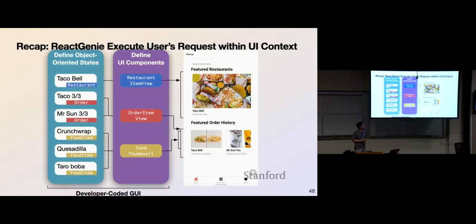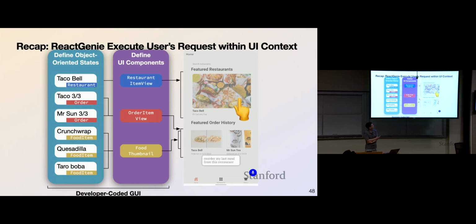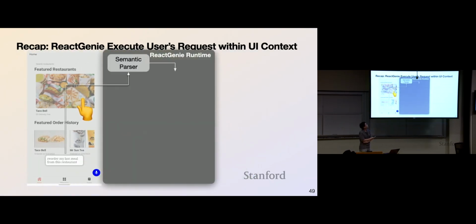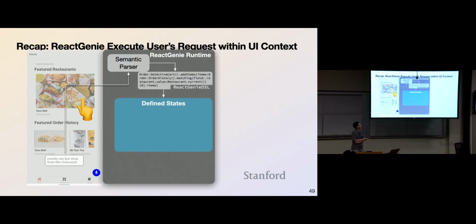And when the user says something like, reorder my last meal from this restaurant, and then clicks on a restaurant, we first parse it to our domain-specific language. And then we execute it iteratively. We first find out what the tap point is, which is resolved to the restaurant. In this case, it's Taco Bell.